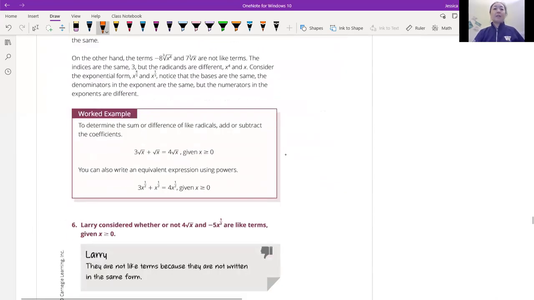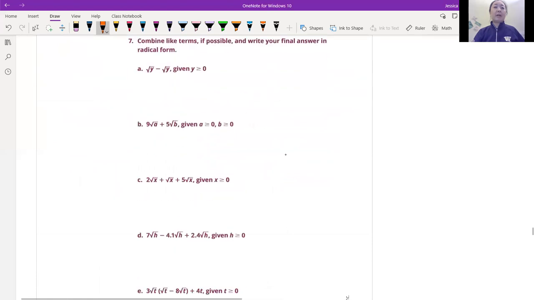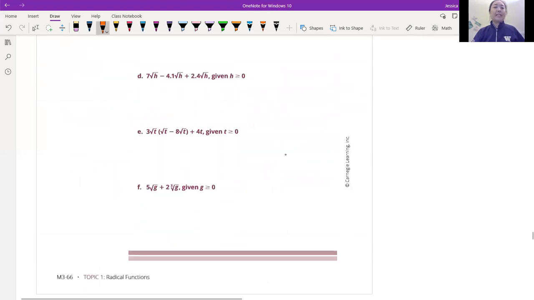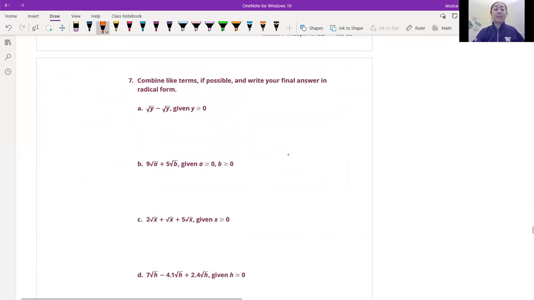And so we're going to move on. We're going to go down here. We're on page 66, and we're going to combine like terms if possible. So notice they still said like terms. Then we're going to write your final answer in radical form, and you don't have to force a radical. What is the square root of y minus the square root of y? And right now, if you have not already done all these problems, do them now. That's the best way to do them, for you to do them and not me.